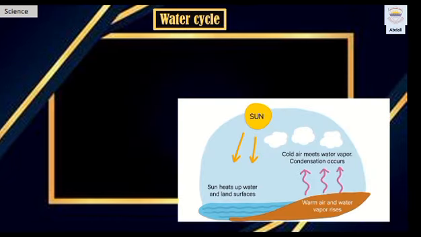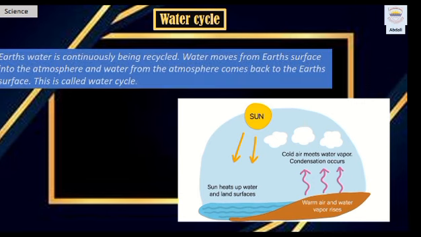Water cycle. Earth's water is constantly being recycled. Water moves from Earth's surface into the atmosphere, and water from the atmosphere comes back to the Earth's surface. This is called the water cycle.